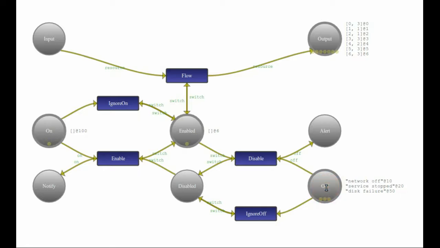And you can see we've already modeled a few failures. We have a network turned off, a server stopped, disk failure. Any one of these failures will trigger the movement of this token from enabled to disabled. And the token in one of these failure tokens that causes that will be moved into the alert state so that we can take further action. Let's run this until we see that database turn off.